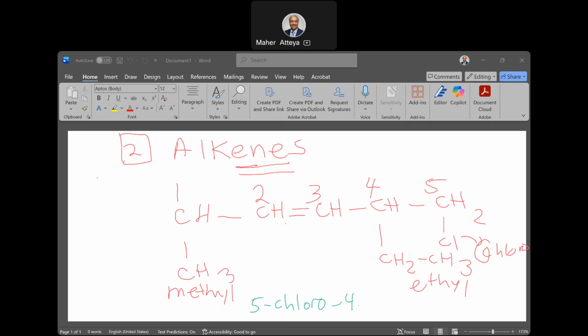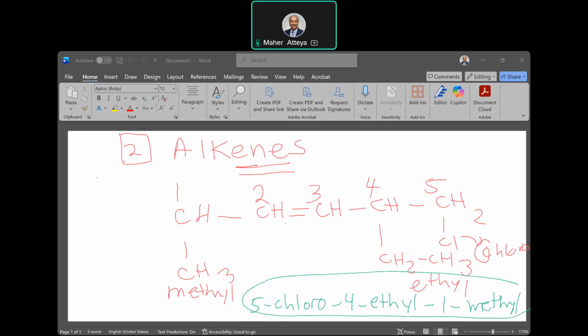4-ethyl, and then you have 5-chloro, 4-ethyl, and then 1-methyl, and the whole thing comes before, and from this it will be 2-pentene.